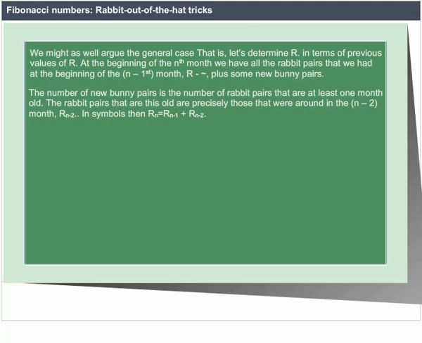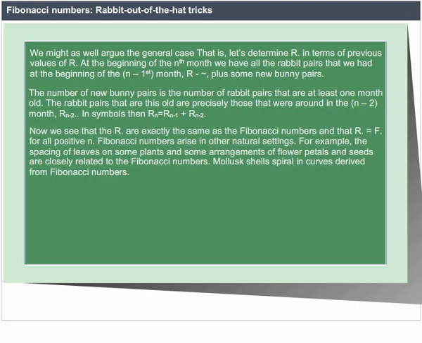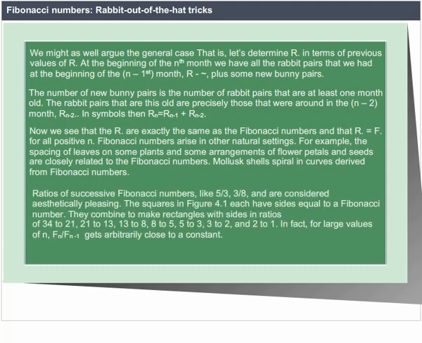Now we see that these R are exactly the same as the Fibonacci numbers and that Rn equals Fn for all positive n. Fibonacci numbers arise in other natural settings. For example, the spacing of leaves on some plants and some arrangements of flower petals and seeds are closely related to the Fibonacci numbers. Mollusk shells spiral in curves derived from Fibonacci numbers. Ratios of successive Fibonacci numbers like 5 by 3 and 8 by 5 are considered aesthetically pleasing.